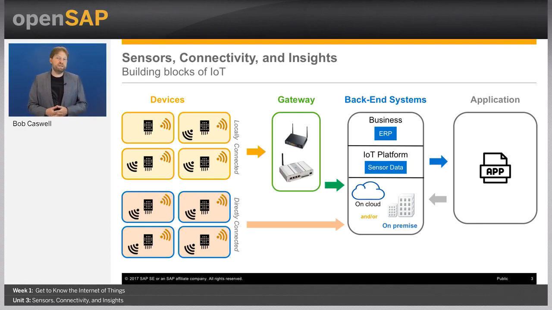Once the business data and the sensor data are combined wherever they are, the application layer can analyze the data from the backend systems and, based on the result, a corresponding action can be initiated. To illustrate this process, let's have a look at the different building blocks of the Internet of Things in even more detail. This is going to help us understand how they all fit together.